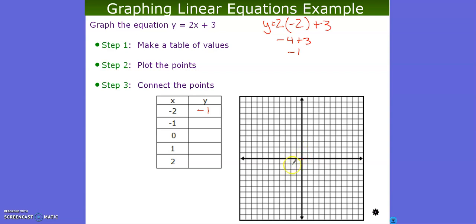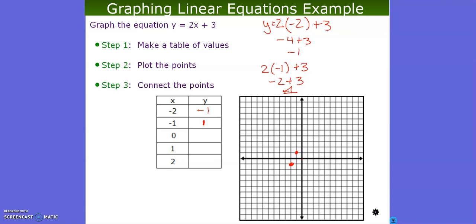-2 and then -1 would be right there. That's 1 point. Then we're going to go ahead and plug in -1. So I've got 2, plug in -1, plus 3. 2 times negative 1 is negative 2. When I add 3 to that, I get a positive 1. So let's see, that's negative 1 up 1.